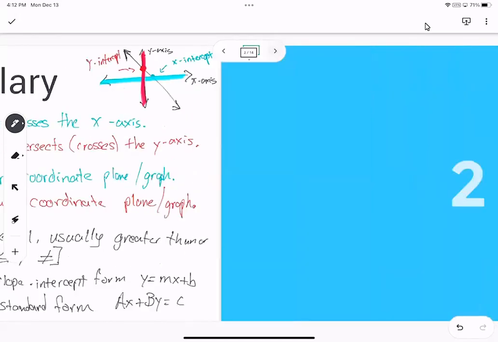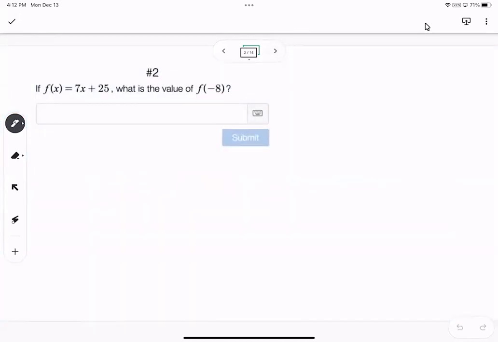Okay, moving on to slide number 2. This is question number 2 from the review sheet. If the function of x is equal to 7x plus 25, what is the value of the function of -8? So here, they're giving you an input value, and they want you to find the output. So the goal here is to find what is the output value when the input is -8.